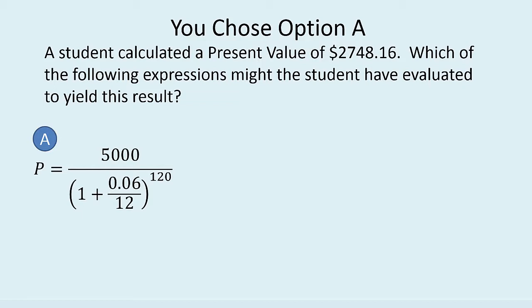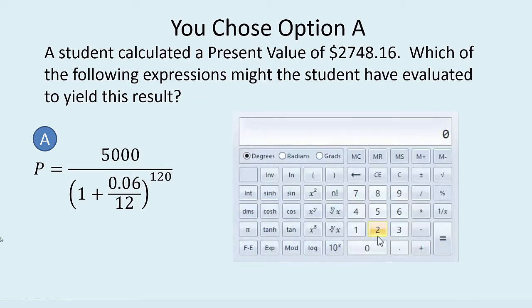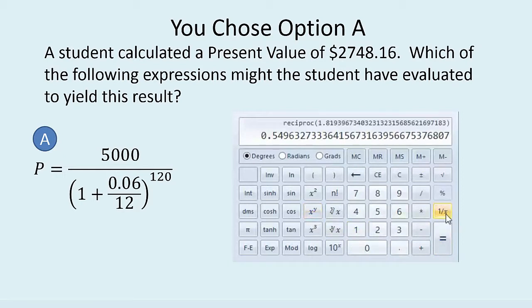You chose option A. Let's check it out. Starting inside the parentheses, we're going to do the division before the addition. So we need to divide 0.06 by 12. Now we're going to add that value to 1, which gives us the quantity in the parentheses, so we need to raise that to the power of 120. So we have the denominator. We need to divide 5,000 by that, or in other words, multiply the reciprocal of that times 5,000.